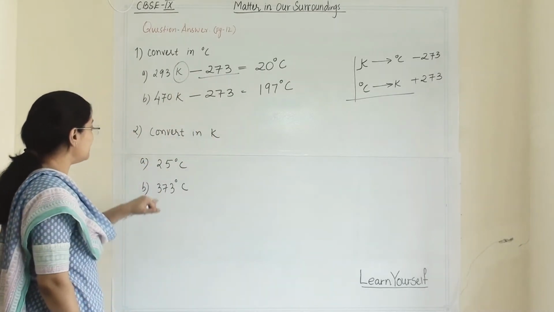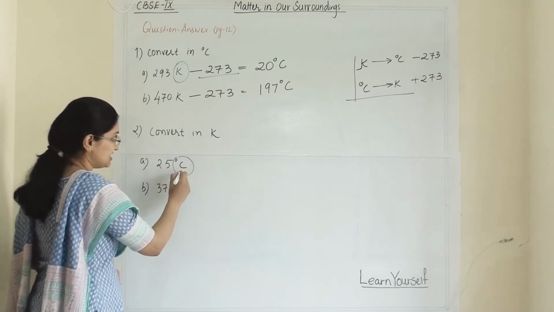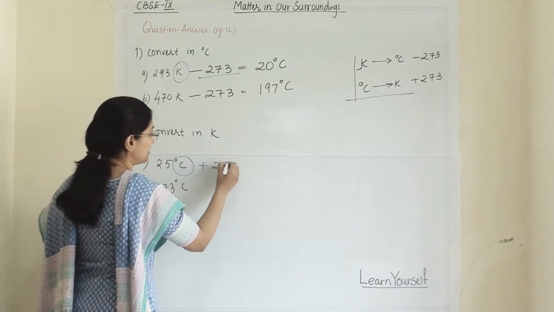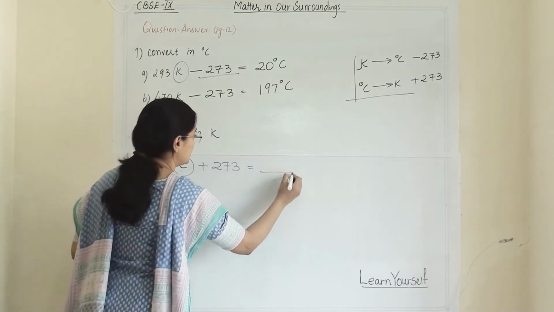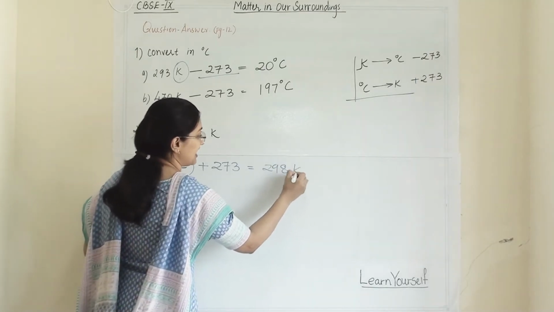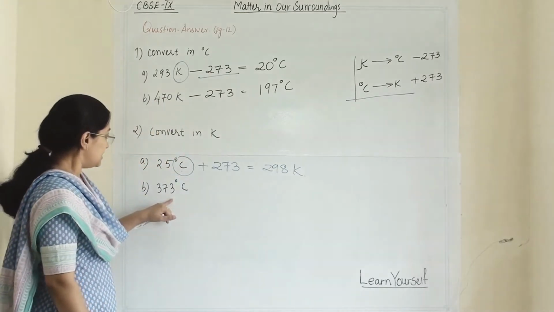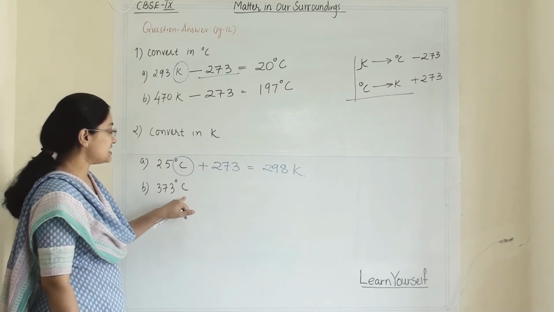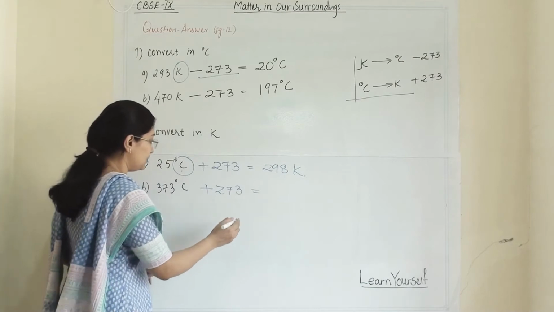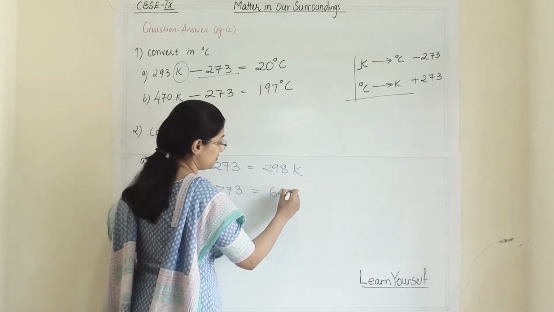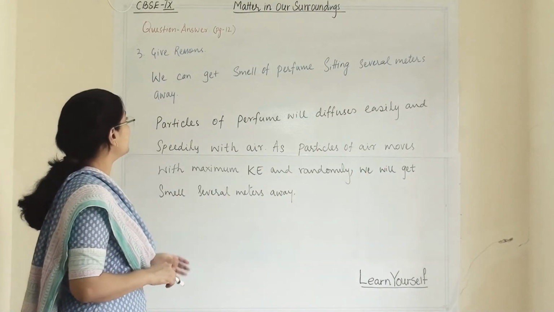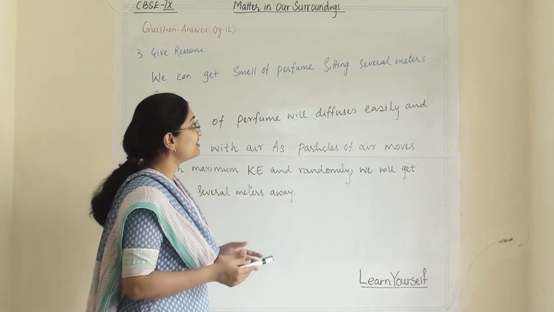So when the Kelvin scale is there, we have to subtract 273. Now whenever we have a degree Celsius scale and we have to convert it into Kelvin, then we add 273. So the answer we will get is 298 Kelvin. Here 373 degrees Celsius is there. So when we add 273 to it, we will get 646 Kelvin.